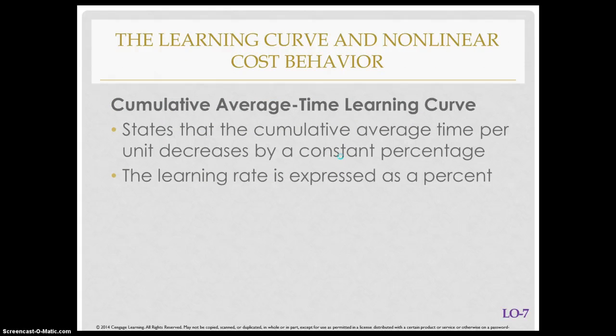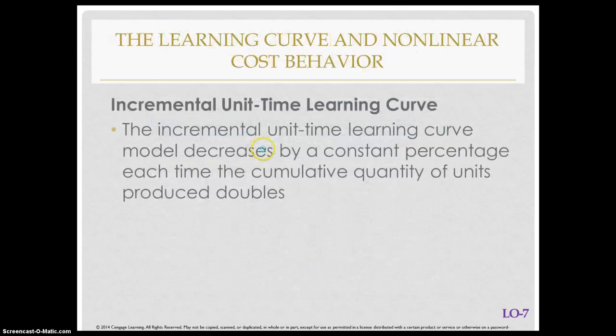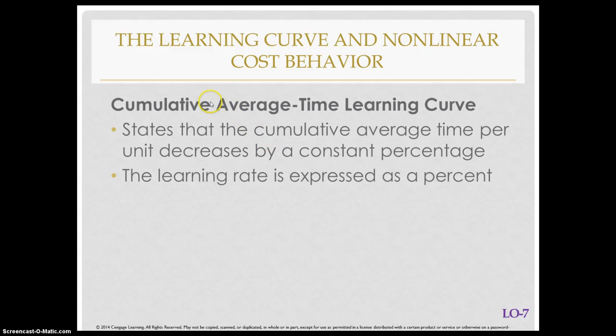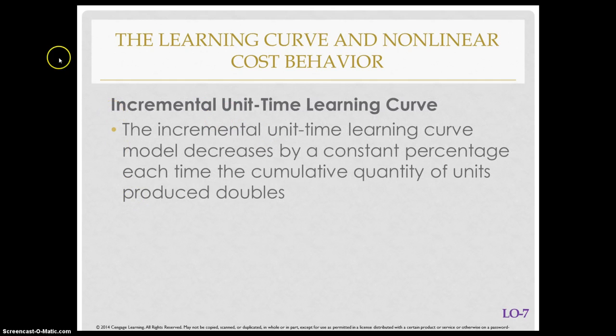So the cumulative average time learning curve states that the cumulative average time per unit decreases by a constant percentage. The learning rate is expressed as a percent. Incremental unit time learning curve: the incremental unit time learning curve model decreases by a constant percentage each time the cumulative quantity of units produced doubles.